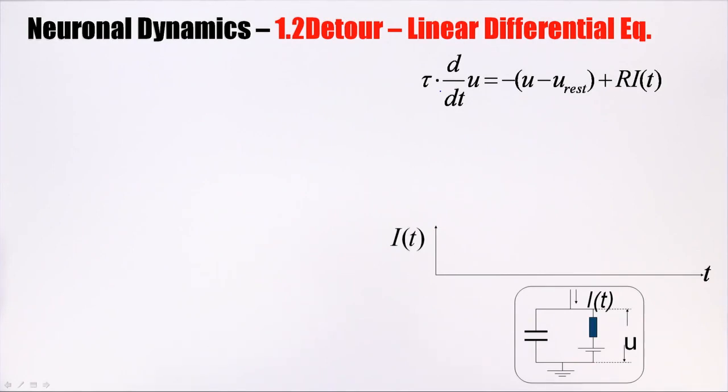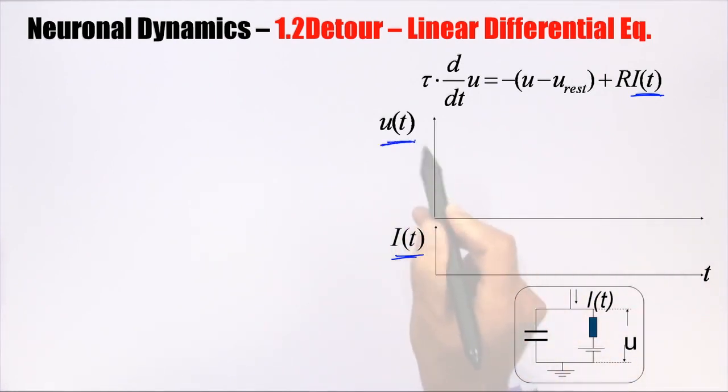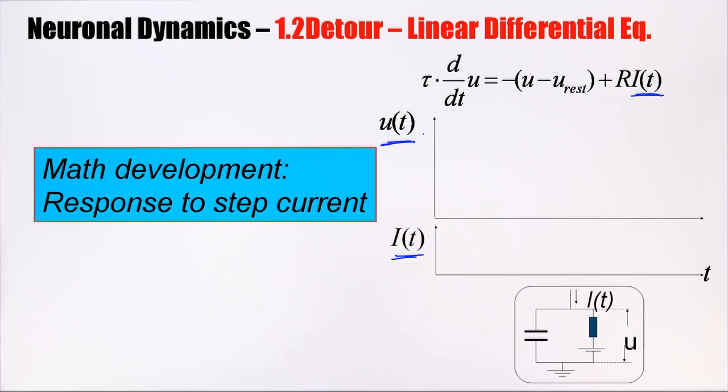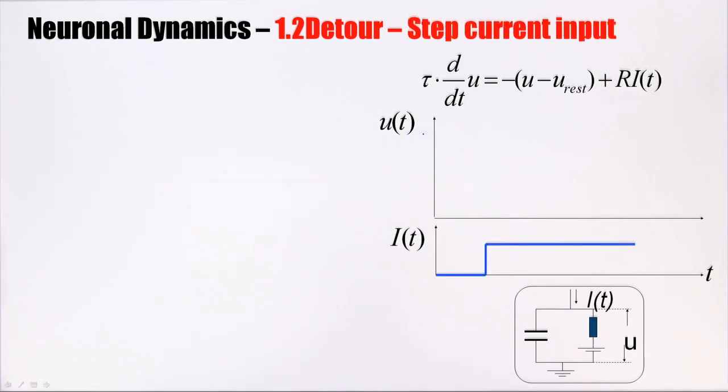So this is the kind of equations we have. We have here a linear differential equation, and we want to apply some arbitrary input current. And we are interested in calculating the response, the voltage u of t. As a first step, we are going to do this for a step current. So here is the step current. At the beginning, the step current is 0, which means this current here is 0.